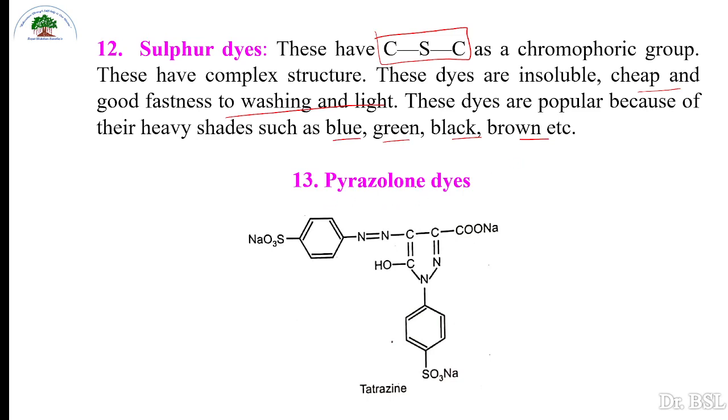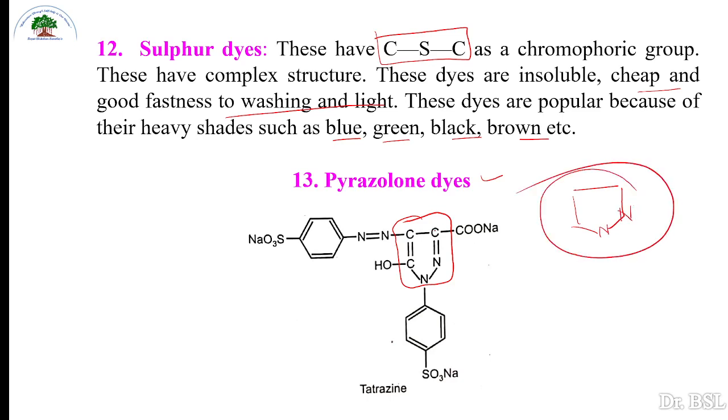13th type, that is pyrazolone dyes. This is the core moiety. This five-membered ring with two nitrogens. If this is the core structure in any dye, those dyes are known as pyrazolone dyes.